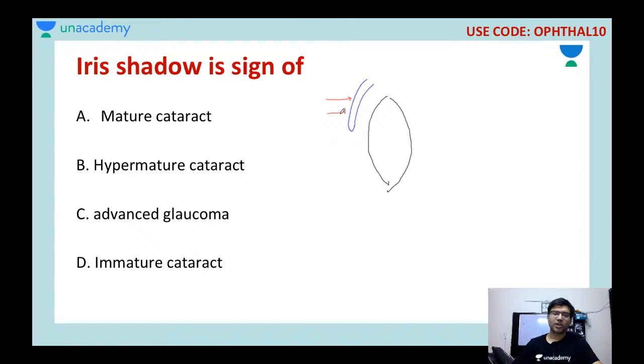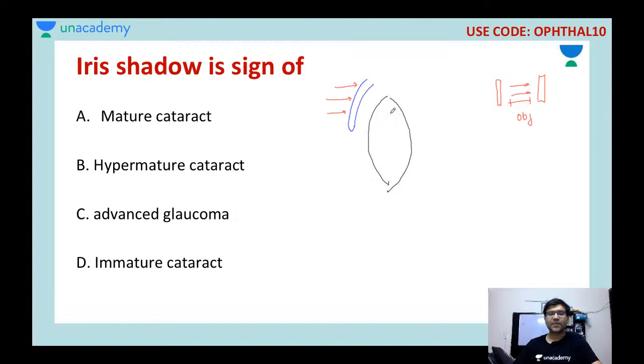So what is happening is whenever the light hits a surface, then it can present a shadow. The two most important things for the shadow are that you should have an opaque surface, and there should be a distance between the opaque surface and the object. That is very necessary for the shadow being formed.